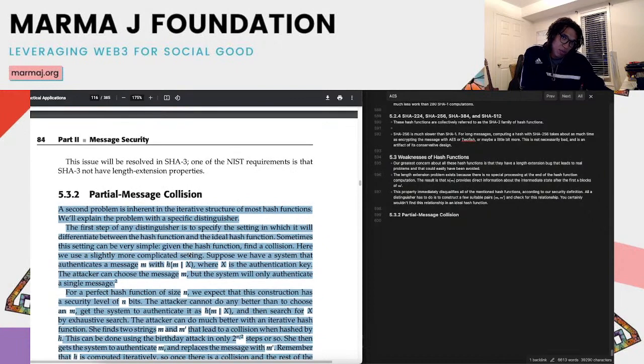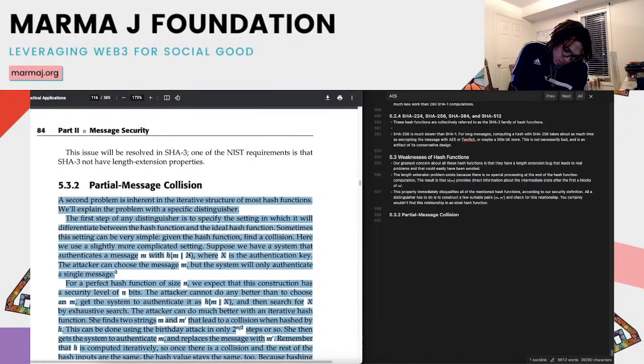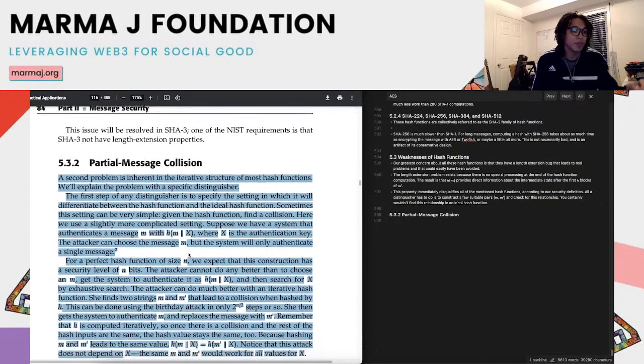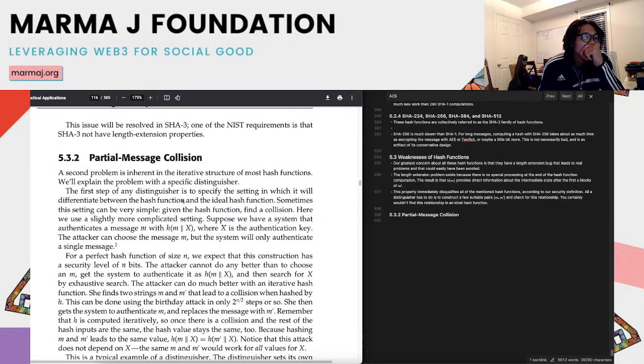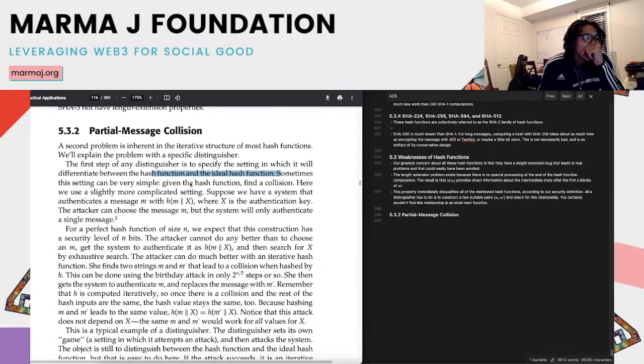A second problem is inherent in the iterative structure of most hash functions. We'll explain the problem with a specific distinguisher. The first step of any distinguisher is to specify the setting in which it will differentiate between the hash function and the ideal hash function. Sometimes this setting can be very simple: given the hash function, find a collision.